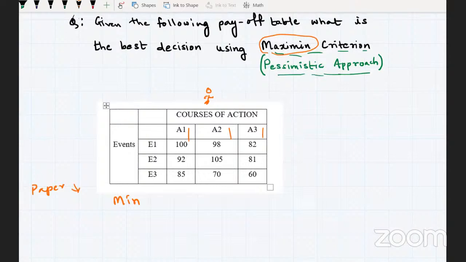Okay, whatever I'm writing in orange is something which you will write on your paper by solving the question. You look directly: what is the minimum among A1 values? 85 is minimum. This vertical one, 85 is minimum. For A2, 70 is minimum, and for A3, 60 is minimum. Now go back to the name Maximin. Now you will take the maximum among them.